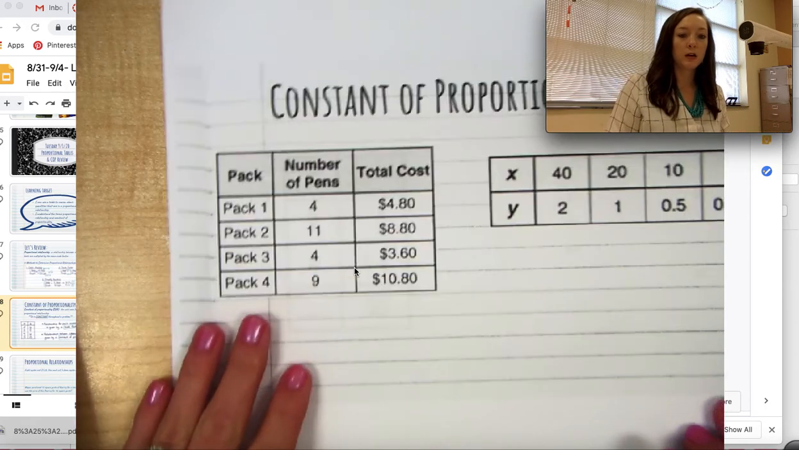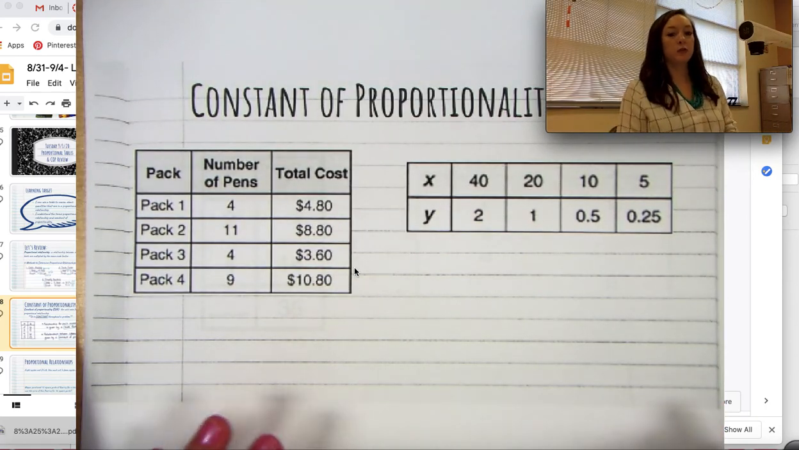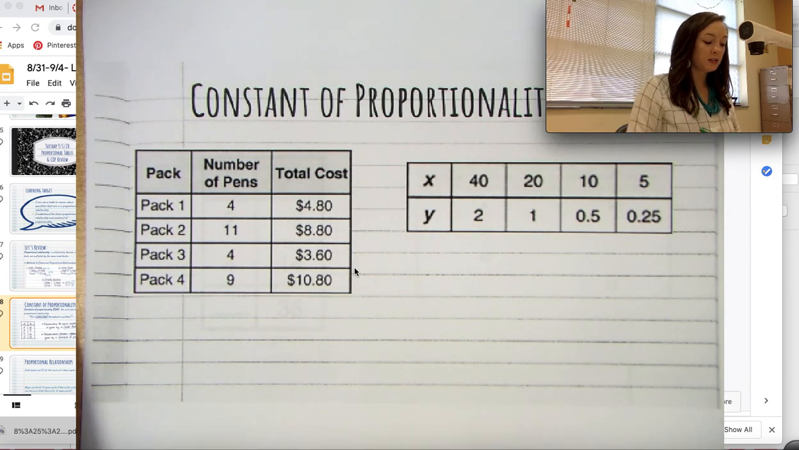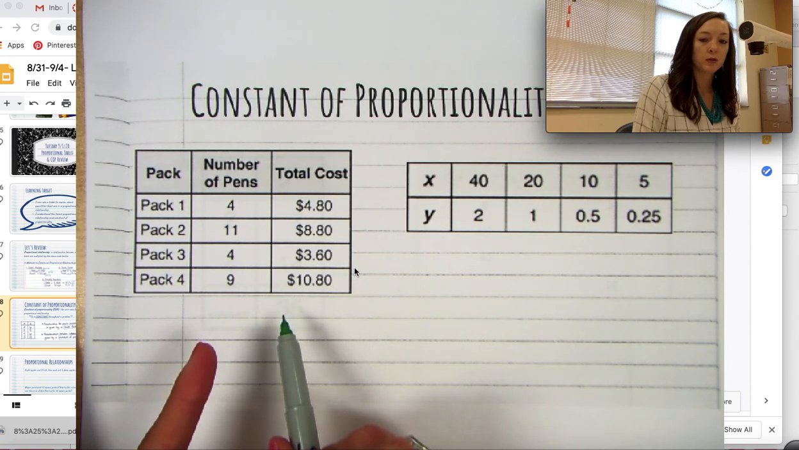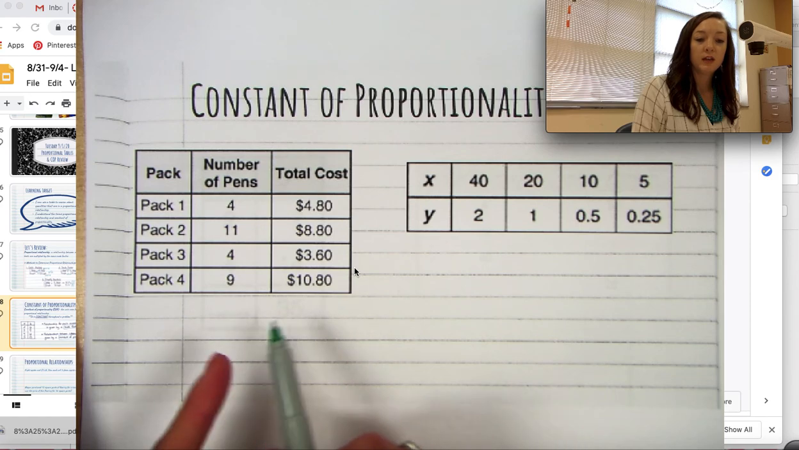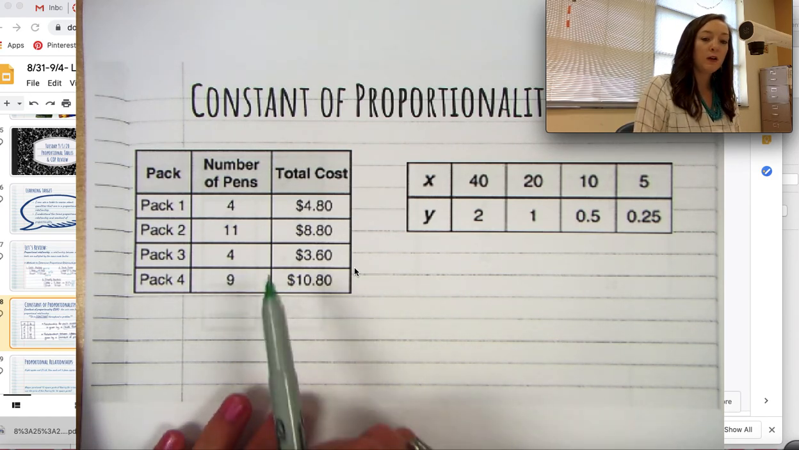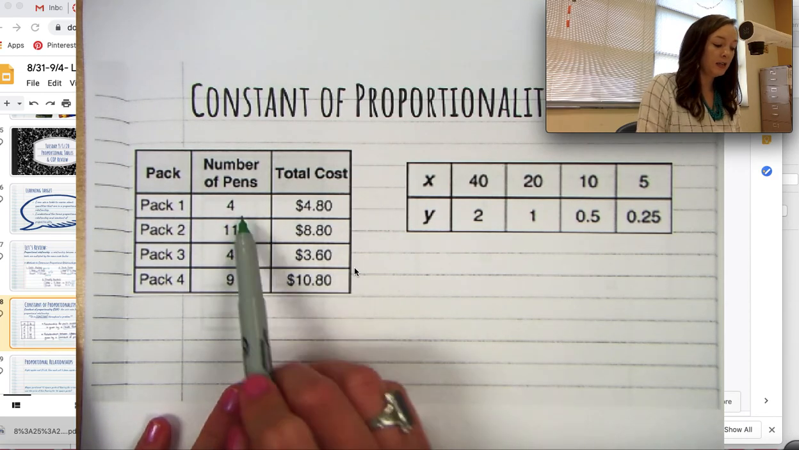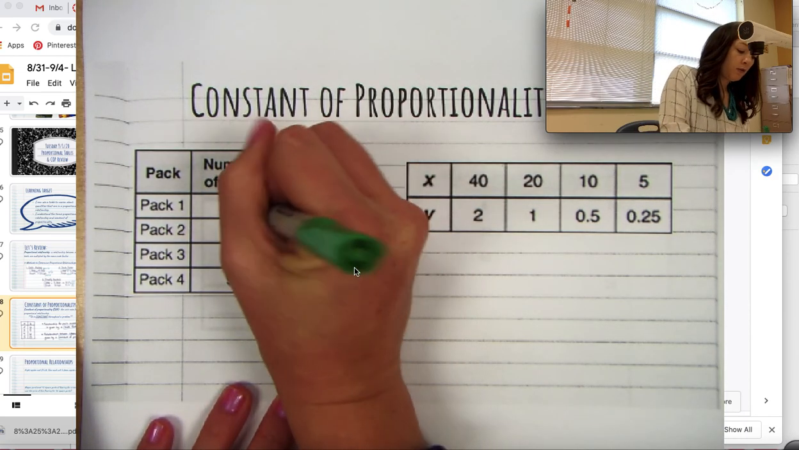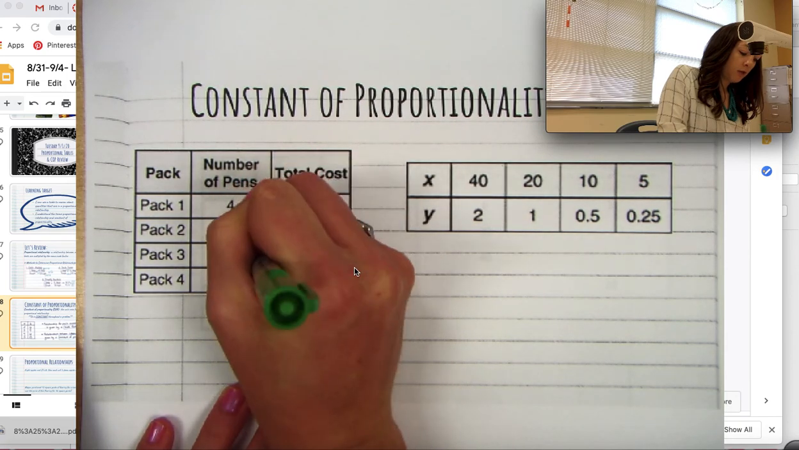Now let's talk about constant of proportionality and proportional tables. So the question might say, is this table proportional? Yes or no? And if yes, find the COP. If no, tell me why. Okay? So if I want to know if a table is proportional, I need to find the scale factor for every row.